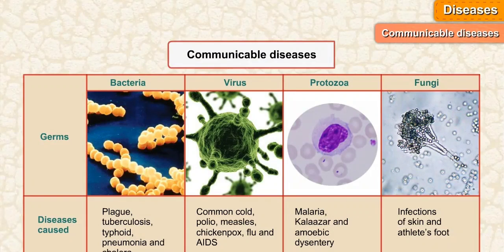Communicable diseases. Germs, diseases caused. Bacteria: plague, tuberculosis, typhoid, pneumonia and cholera. Virus: common cold, polio, measles, chickenpox, flu and AIDS. Protozoa: malaria, Kala-Azar and amoebic dysentery. Fungi: infections of skin and athlete's foot.